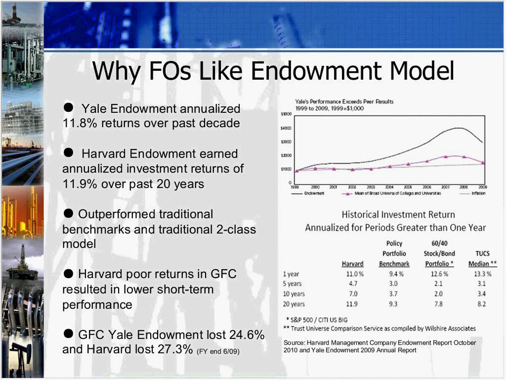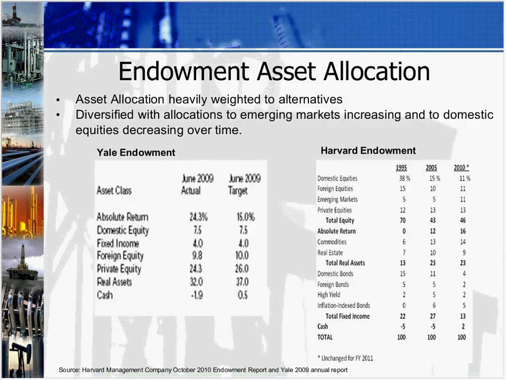And both Harvard and Yale lost about 24% in the GFC, and Harvard lost about 27%. So they really didn't do well in the GFC, and that's largely due to their lack of an allocation to the bond portfolio, to fixed income interests, and also because they had a very highly illiquid portfolio, and that hurt them. And we don't think that's a good idea for families.